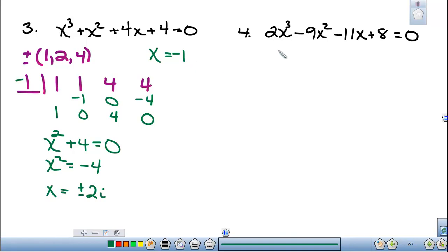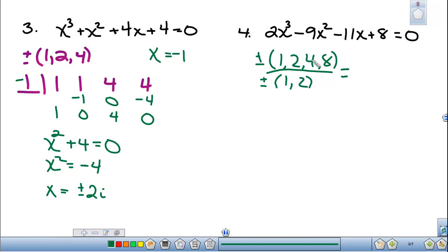Number 4 is the first question where we have a leading coefficient other than 1. So this will be just slightly different than the others that we've done. But we're going to take factors of 8, which are going to be plus and minus 1, 2, 4, and 8. And factors of 2 are 1 and 2. And those are the positive and negative values. Now when you get a combination like this, you've got to make sure that you exhaust your list, that you pull up every possible candidate.